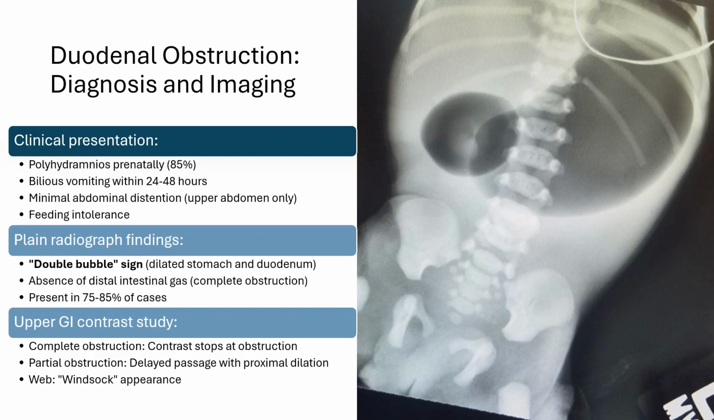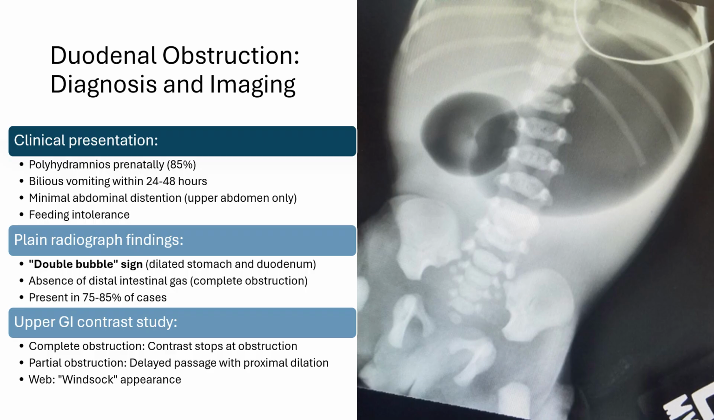The double bubble sign on plain radiographs is pathognomonic for duodenal atresia. Picture two balloons side by side. One represents the dilated stomach, the other the distended proximal duodenum. This classic finding appears in 75 to 85% of cases. With complete obstruction, no gas passes distally, so you'll see nothing beyond those two bubbles.